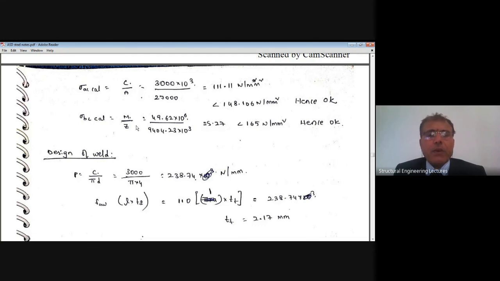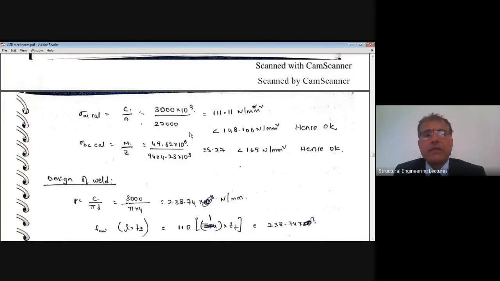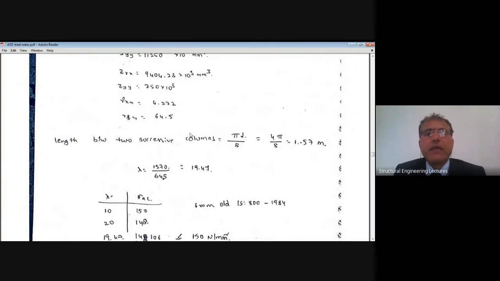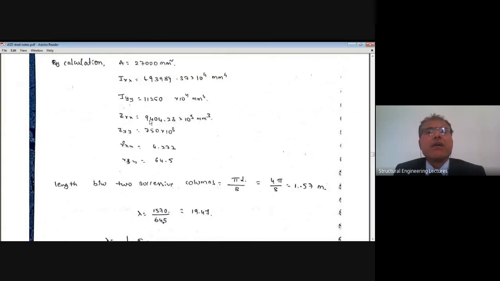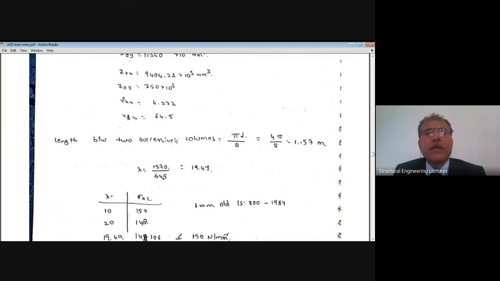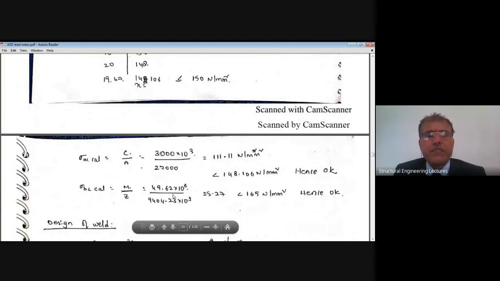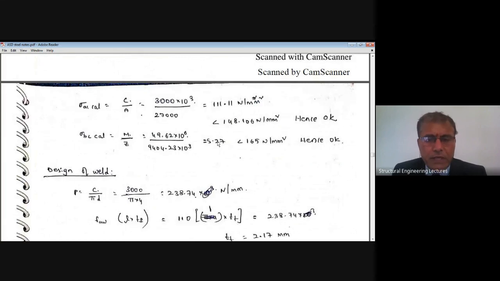Now I'll calculate the actual bending compressive stress, which is M divided by Z. M is equal to 49.62 times 10 to the power 6 Newton mm, divided by Z. Z about the major axis of bending is approximately 9,404. Substituting it, I'll get this result as 5.27 MPa, which is much less than the permissible bending compressive or tensile stress, 0.66 Fy, 165 MPa. Hence, it is okay in bending criteria.